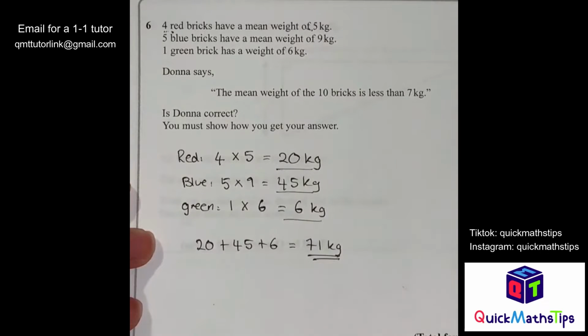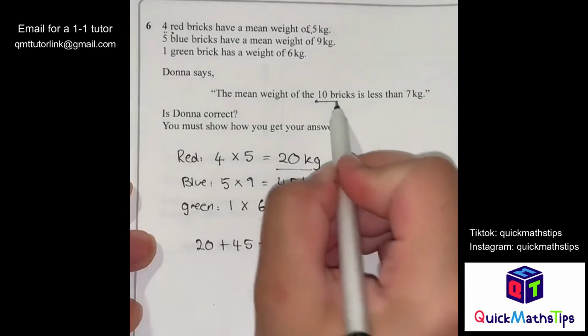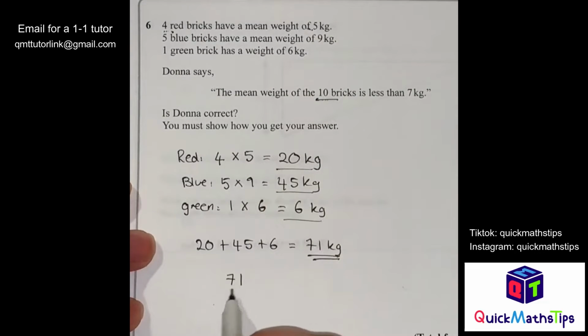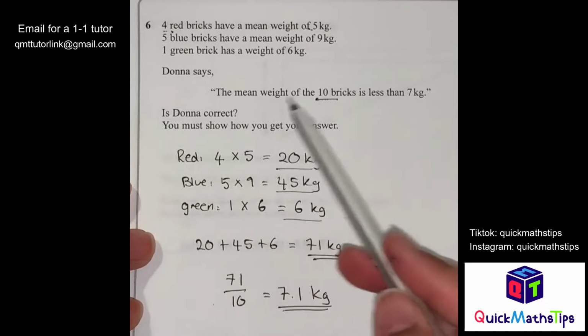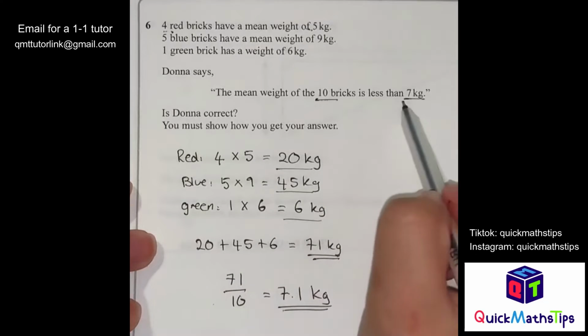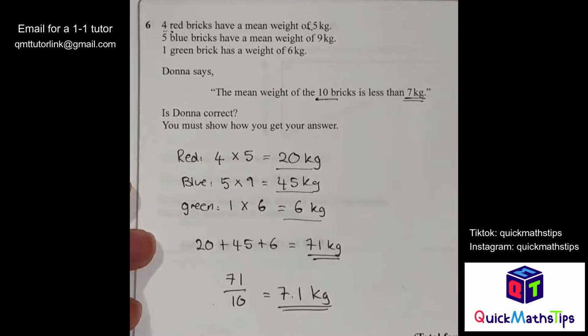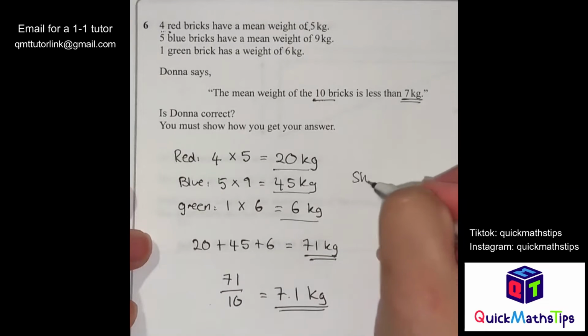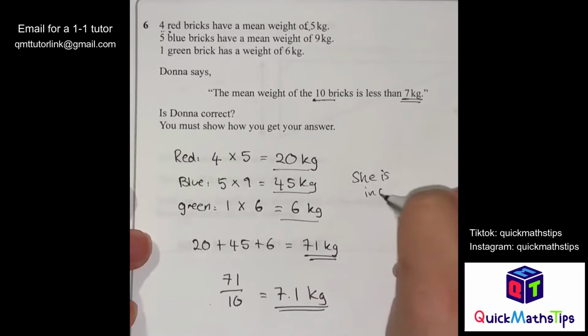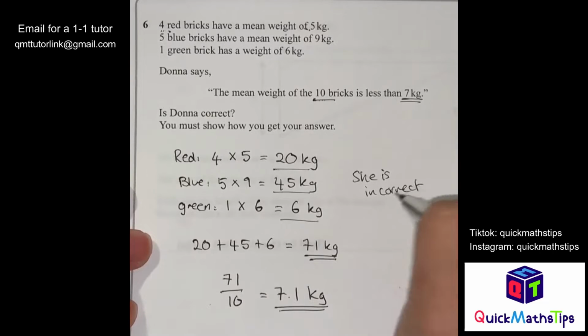Now to work out the mean, I'm going to do the total weight divided by the total amount of bricks. There are 10 bricks. So 71 divided by 10 is equal to 7.1. So on average, there are 7.1 kg each. Now she said the mean weight is less than 7 kg. So she's wrong because the mean weight is 7.1 kg. So she is incorrect. And that's it because you've shown all your working out.